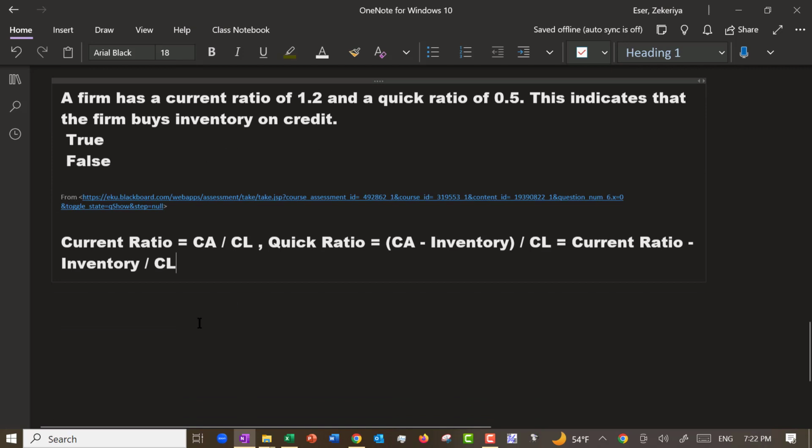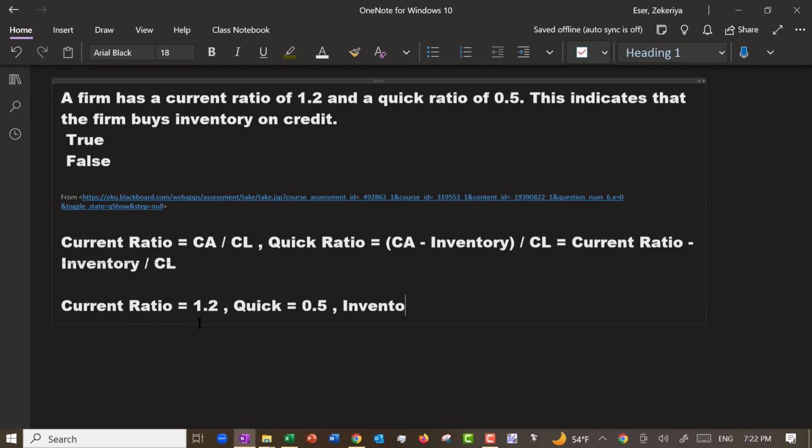So the current ratio is 1.2. Quick is 0.5. This implies inventory over current liabilities is 0.7. It has nothing to do with whether or not the firm uses credit to buy inventory. That's the only thing it says. Okay.